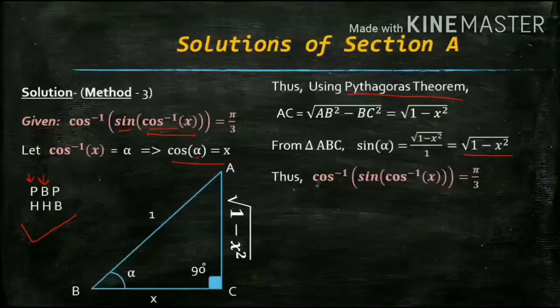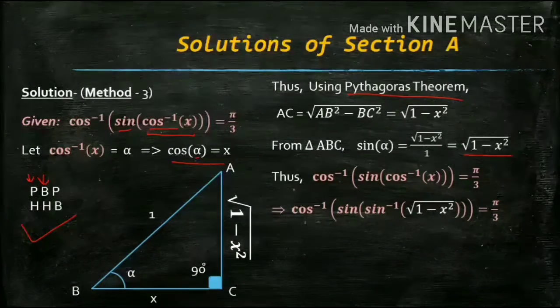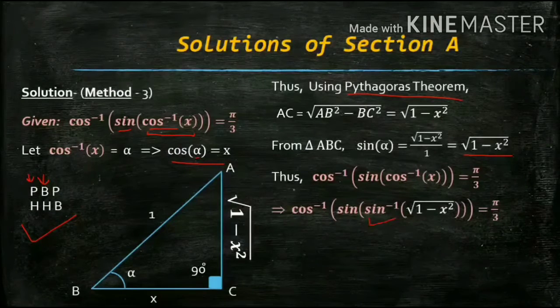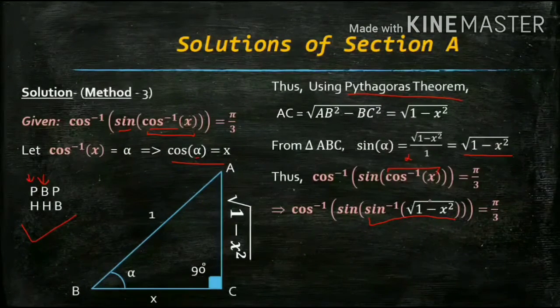Now this thing is given to you. This becomes cos inverse of sine inverse of square root 1 minus x square. You just replace this: first you replace this thing by alpha, and then you replace alpha by the sine inverse of square root 1 minus x square. I have just merged the steps and have not written that over. For clarification, you can write those as well. I have directly placed it rather than writing it as alpha.